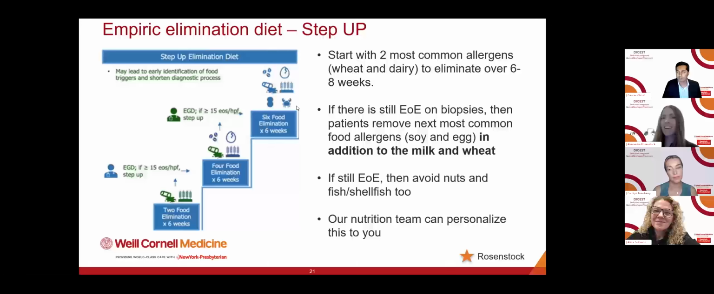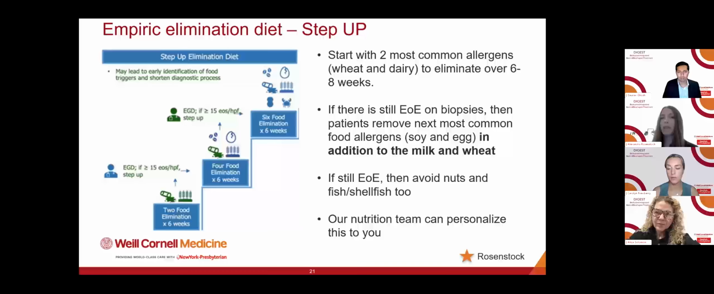The other approach, and when a patient meets with our GI dietitians, we go through all the different approaches and come up with what works for the patient. But the opposite approach is called a step up. So instead of eliminating all six groups, we eliminate wheat and dairy, which are the two most common allergens in the population. We eliminate them over 6 to 8 weeks.